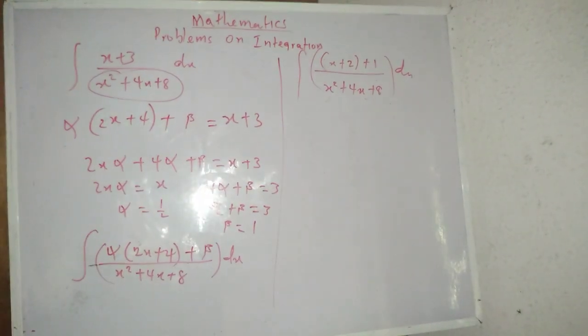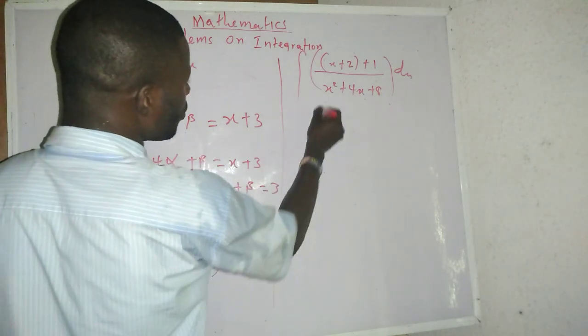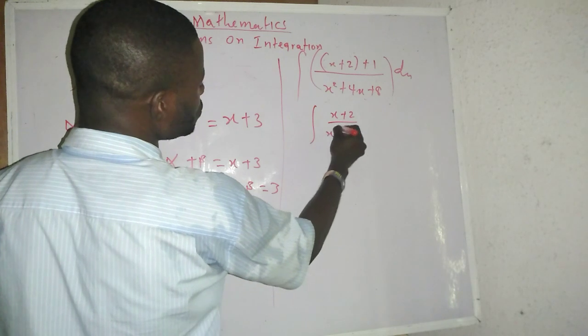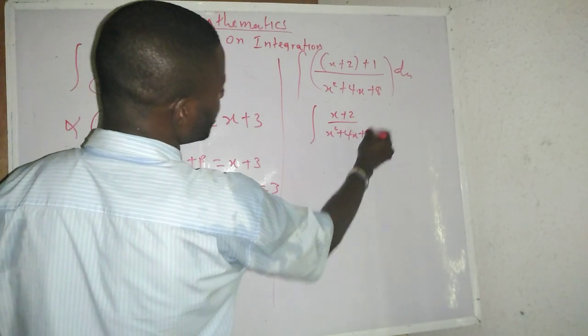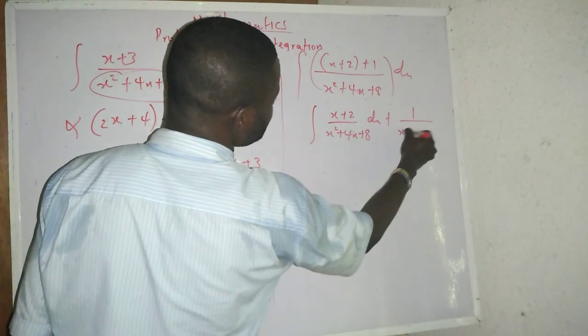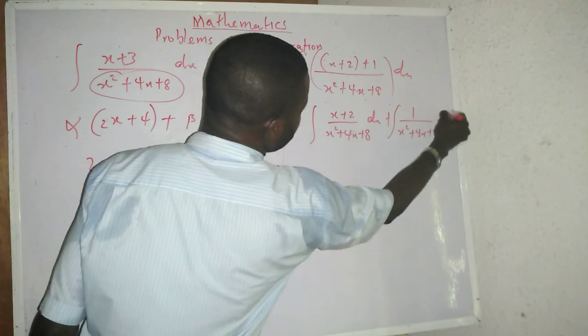I can go this way, so that it becomes a bit simpler. I have the integral of x plus 2 all over x squared plus 4x plus 8 dx, plus the integral of 1 all over x squared plus 4x plus 8 dx.